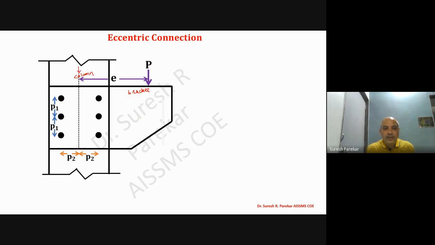Then we have this will be P as it is, and P into E will be my moment. And we have to design these bolts for this equivalent force P and moment P into E. Then we have P1 will be the pitch in vertical, and P2 will be the pitch in horizontal direction.